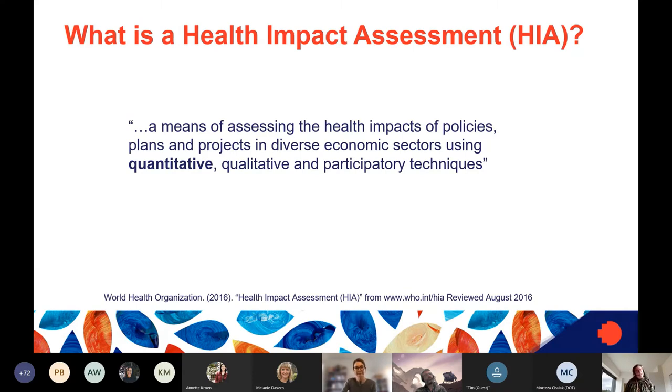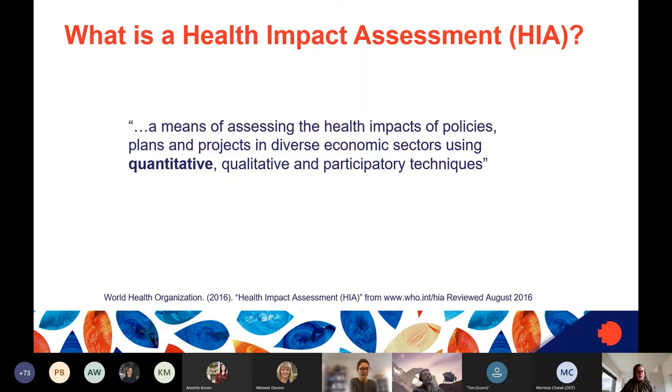Before we rattle on into the rest of the presentation and the webinar, I'd like to set the scene by explaining a little bit about what a health impact assessment is, because this work relates to it, but at the same time, it's slightly different. A health impact assessment is a means of assessing the health impacts of policies, plans and projects in diverse economic sectors using quantitative, qualitative and participatory techniques.